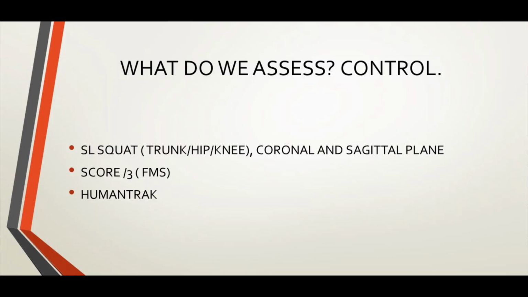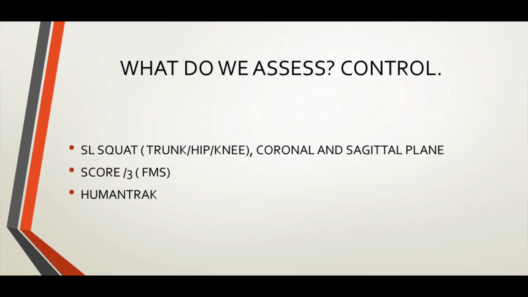As well as using the single leg squat as an endurance test, we assess single leg squat as a control measure, as a score out of 3, similar to an FMS type of score. So we look at trunk, hip and knee in the coronal and sagittal planes, so looking from the side, looking in front, which has its limitations.